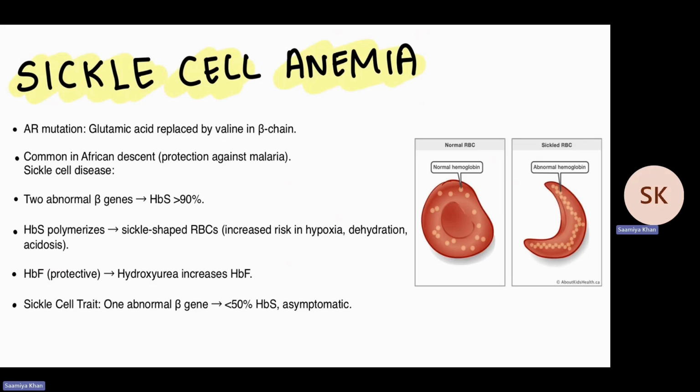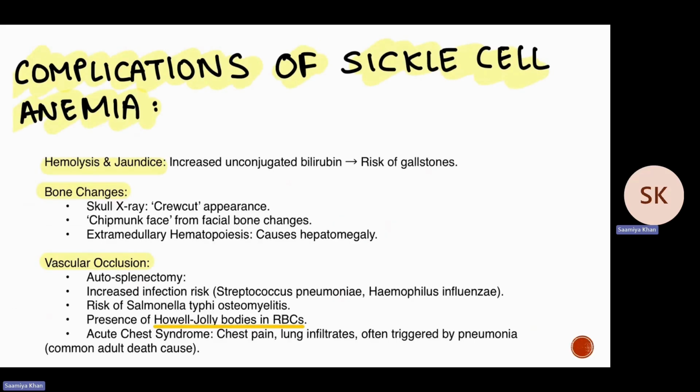Sickle cell anemia, I'm not going to go into the details. We know it's an autosomal recessive mutation in which glutamic acid is replaced by valine in the beta chain, and the beta chain becomes defective. We have sickling of the RBCs, especially when exposed to hypoxia, dehydration, and acidosis, and they polymerize and become sickle-shaped RBCs. That's how the RBC is going to look. It's going to become defective. Now, the main thing I want to emphasize in sickle cell anemia are the complications.